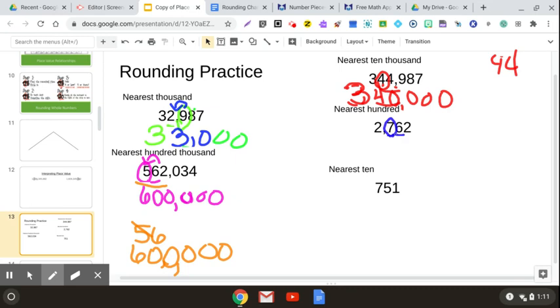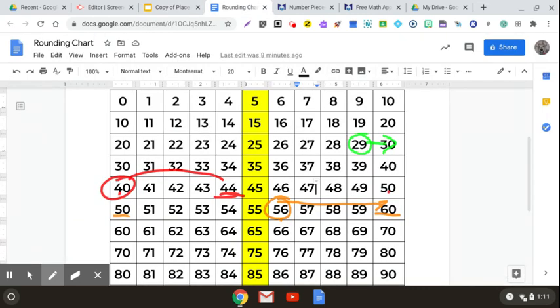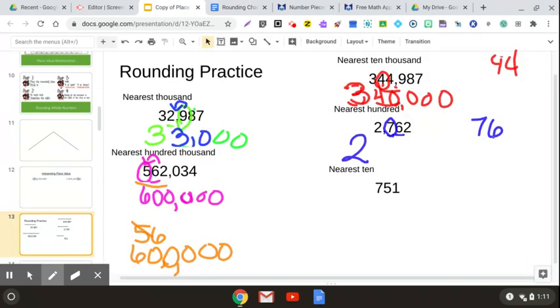Now, the 2 stays the same because it's in front of this. And we're looking at 76 on the hundreds chart. So what's it closer to? Let's go look. 76. It's between 70 and 80. It's closer to 80. So in the middle of this number is going to be 80, and then the last number stays a 0. So it rounds. See, look at the 100. Now you have 100. Yes? Okay.